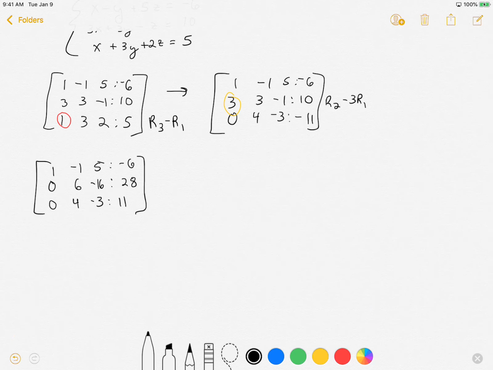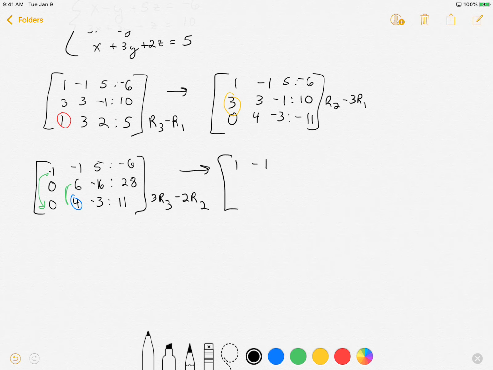Now, at this point, I want to get rid of this 4. So I'm going to compare it to the 6 above it. We don't need to go all the way up to that top row because we'd be adding this 1 back in on top of a 0. So we can't do that. So we need to do this 6 with this 4. The least common multiple of 6 and 4 is 12. So let's say I do 3 times row 3 minus 2 times row 2. That would eliminate that guy.